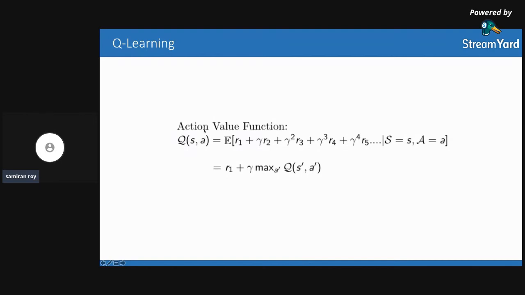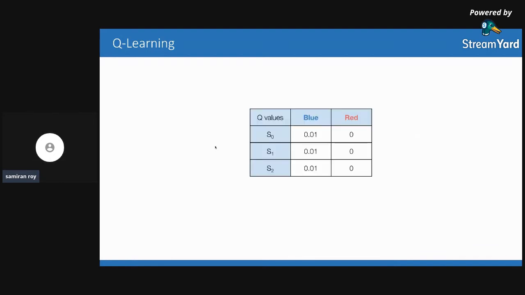Q(S,A), or the action value function, takes the state and an action as input, and it will tell you the expected utility and goodness of being in that state S and taking that action A. Basically, it tells you that if you're in state S taking an action A, how good it is. Initially in Q-Learning, we initialize this randomly. So for our MDP, you can just fill in some random values initially. This table basically tells us that taking the blue action in any of the states is slightly better than the red action.